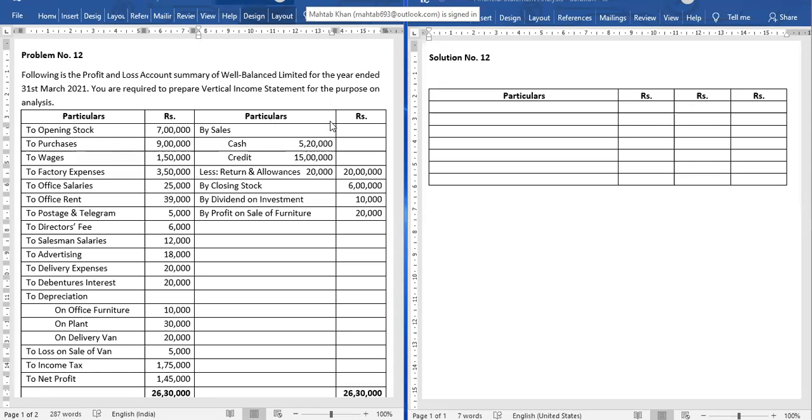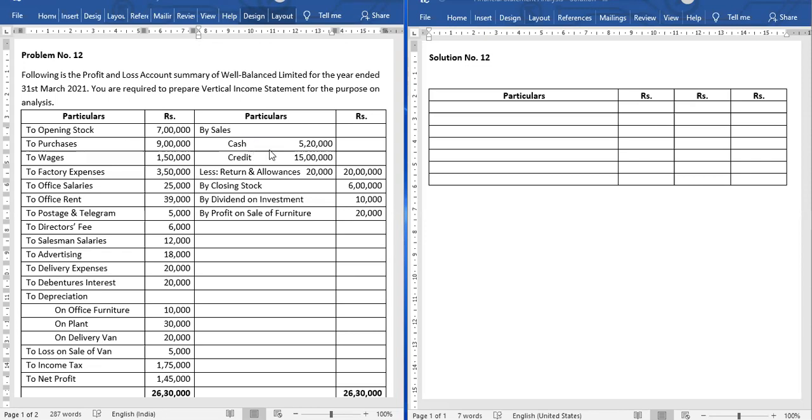Particulars and amount, debit side or credit side. To opening stock, to purchases, to wages, to factory expenses, to office salaries, to office rent, to postage and telegram, to director fees, to salesman salaries, to advertising, to delivery expenses, debentures interest, depreciation on furniture, plant and delivery van, loss on sale of van, non-operating expense, income tax and net profit.